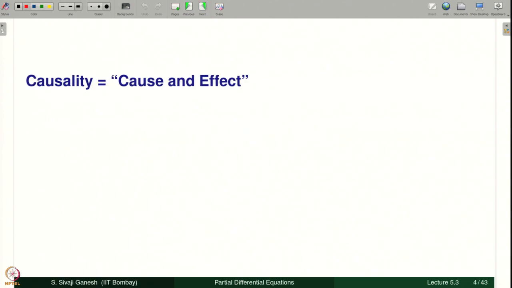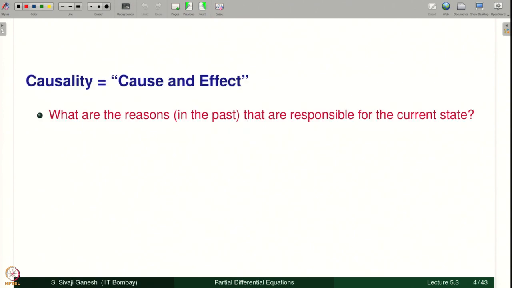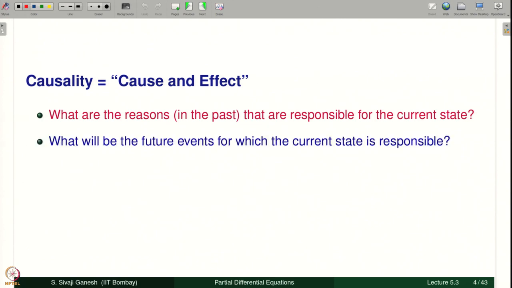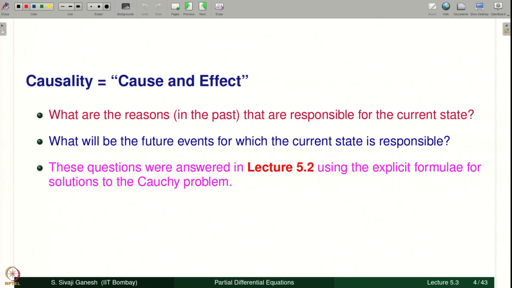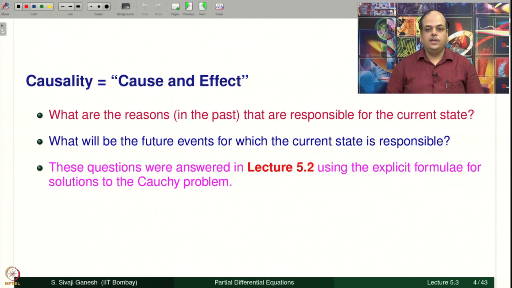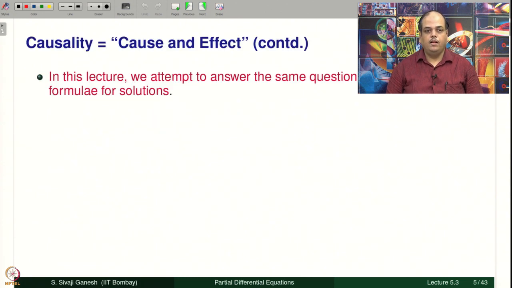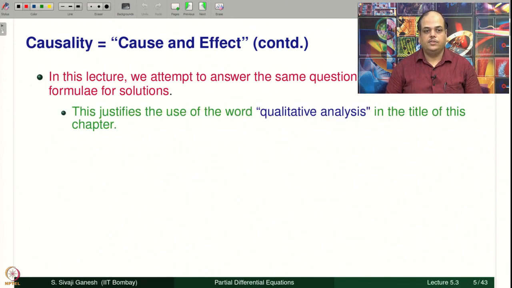Causality means cause and effect. What are the reasons in the past that are responsible for the current state? What will be the future events for which the current state is responsible or which it influences? These questions were answered in lecture 5.2 using the explicit formulae for solutions to the Cauchy problem. In this lecture, we attempt to answer the same questions without using the formulae for solutions.